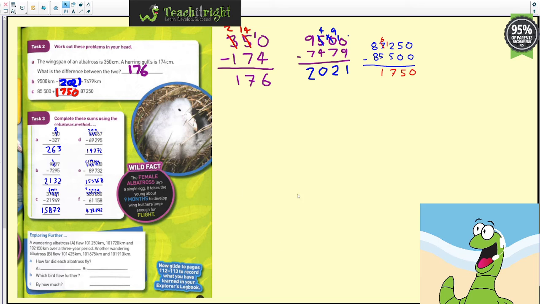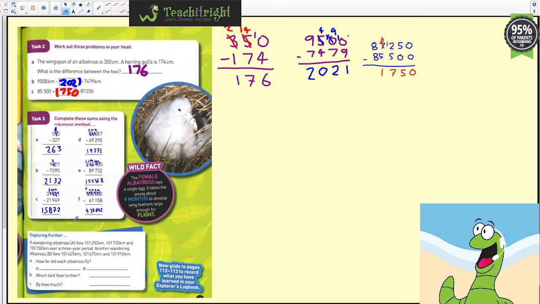And welcome back, hopefully. So I'm now going to go through it together. So these are the last questions. So, a wandering albatross flew A, that far, and that far over a 3-year period. Another albatross called B flew that far, and that far. How far did each albatross fly? Oh my goodness. Well, in total, we're going to have to add them all together.